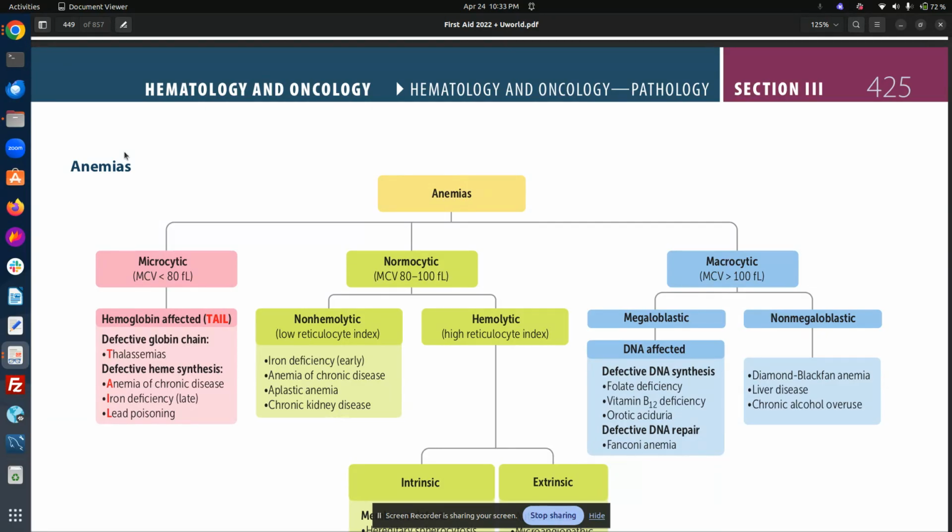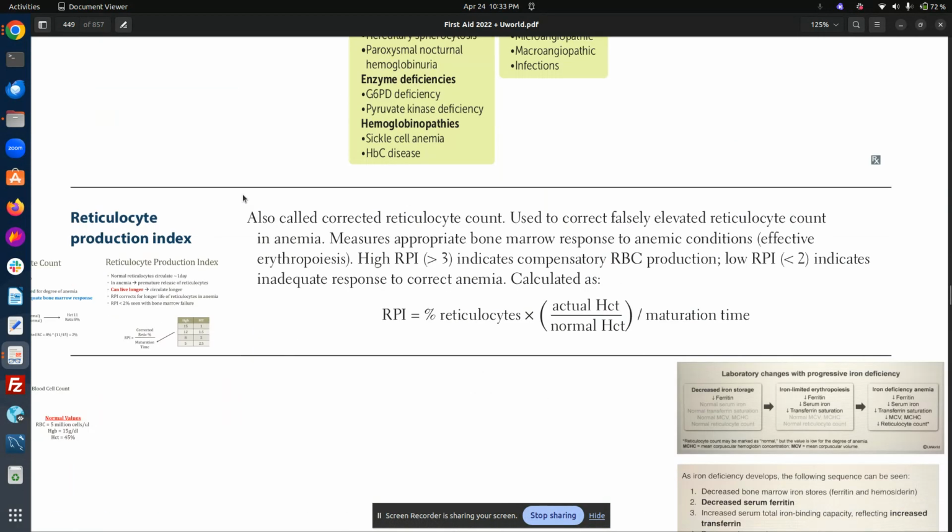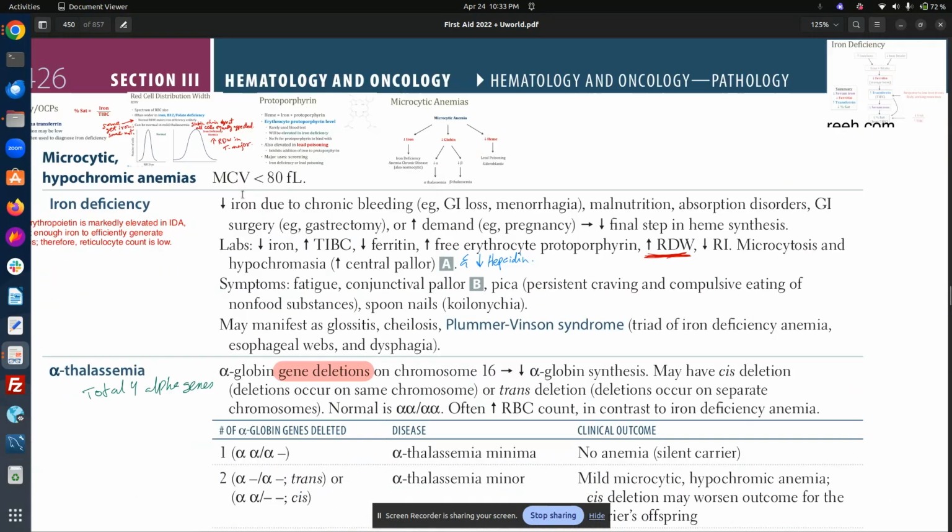If there is defective globin synthesis, heme plus globin form hemoglobin. If there is a defective globin chain, then it will cause which type of microcytic anemia? Thalassemia. Okay. Now let's talk about iron deficiency anemia first. So, microcytic hypochromic anemia when the MCV is less than 100. Today we will talk about iron deficiency anemia, and we'll also try to cover alpha thalassemia and beta thalassemia.